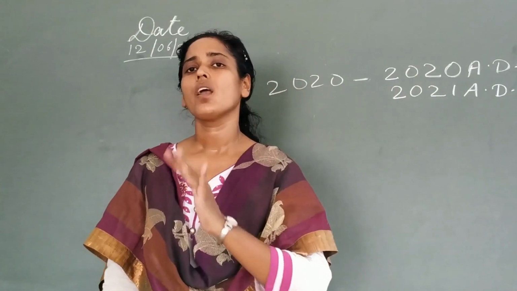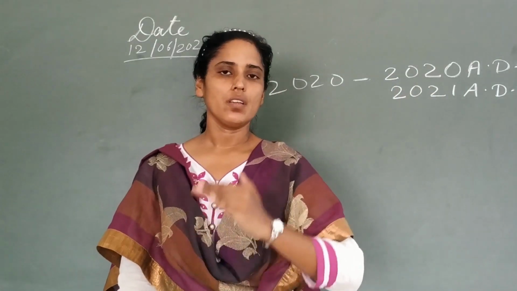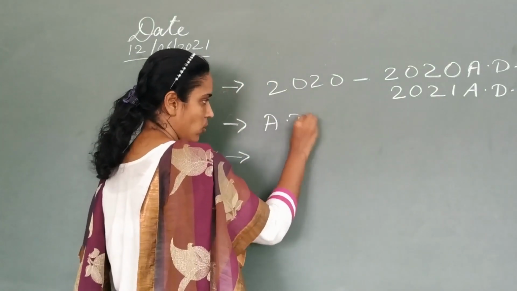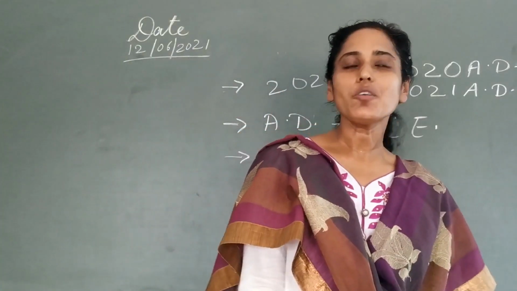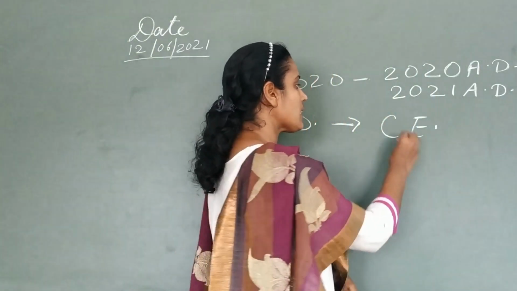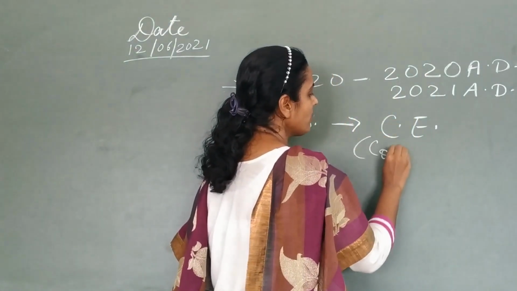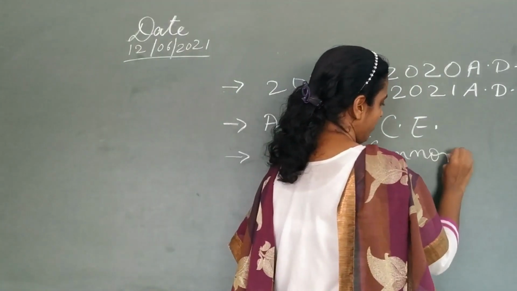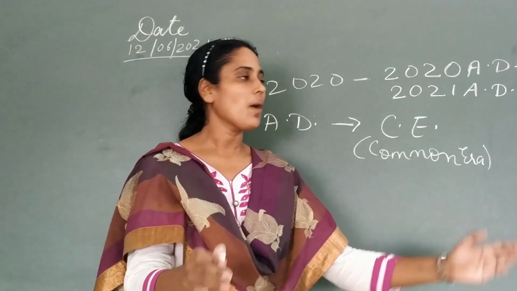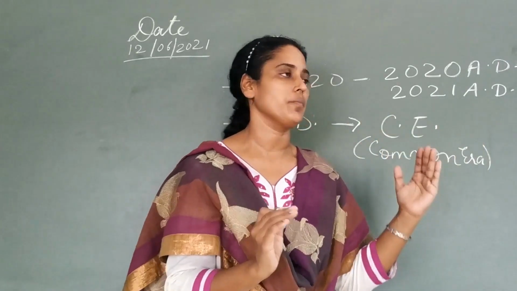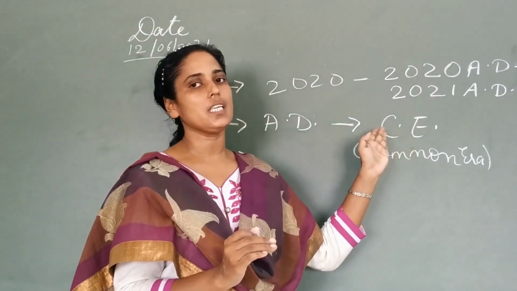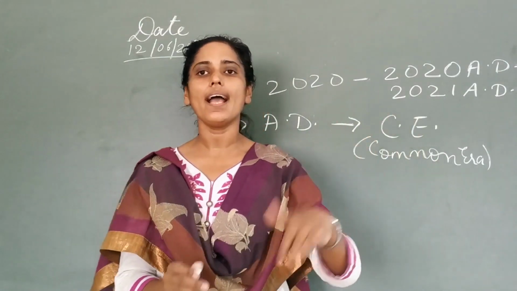Now students, in the present age, nowadays, instead of AD, you write CE. What is CE? CE is common era. That is, era means specific age, time period. Nowadays AD is also written as CE. CE, the full form is common era.